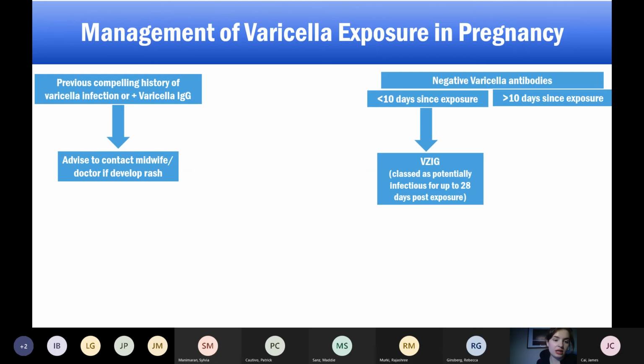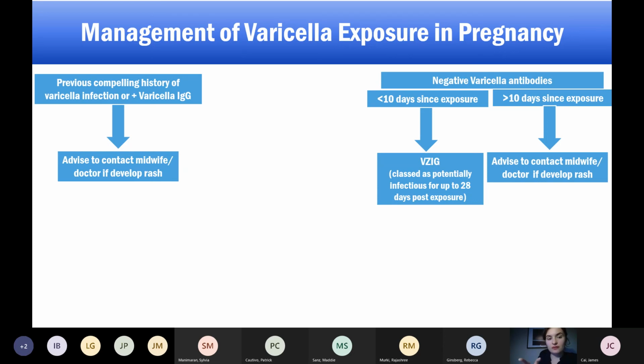If it's under 10 days since the exposure, you would give IVIG to mop up everything. And then if it's over 10 days, IVIG isn't going to work, and so you just need to see how it plays out. You would advise them to contact the midwife if they develop a rash.